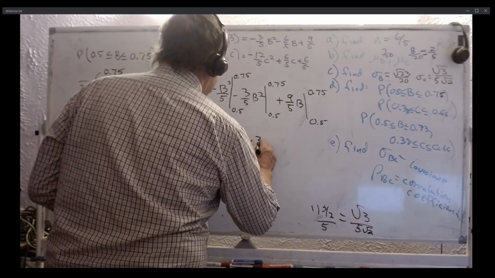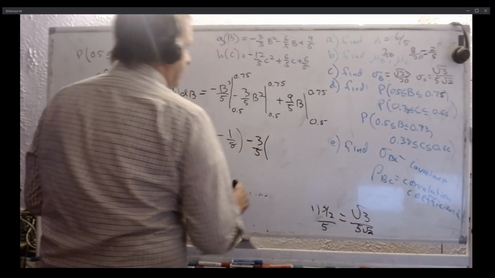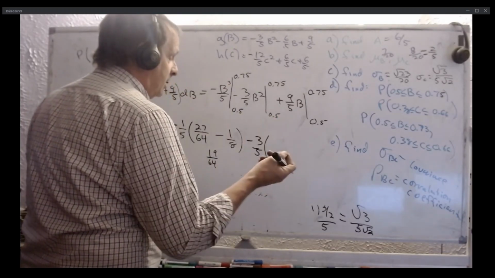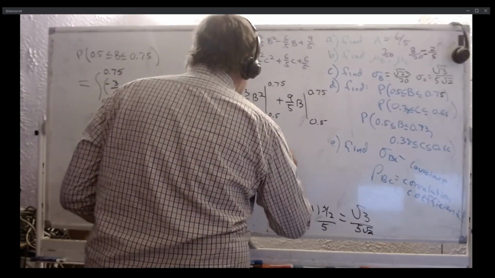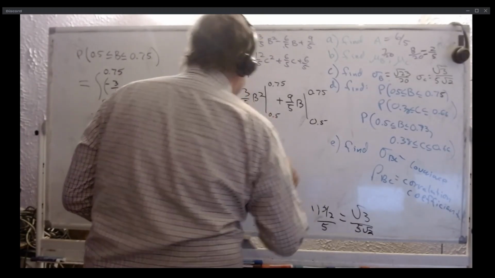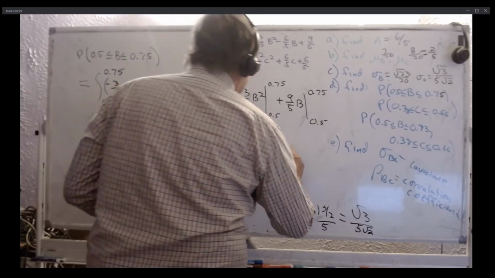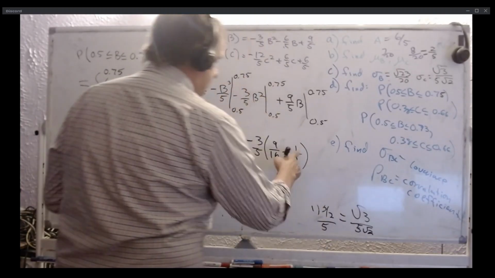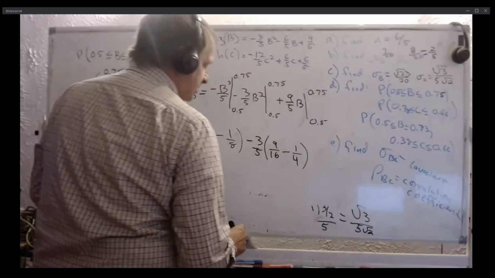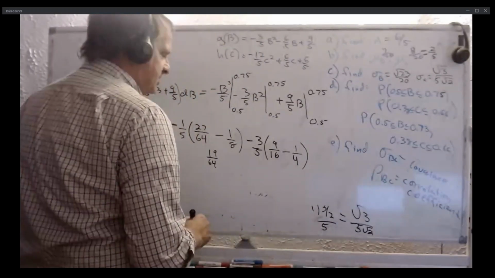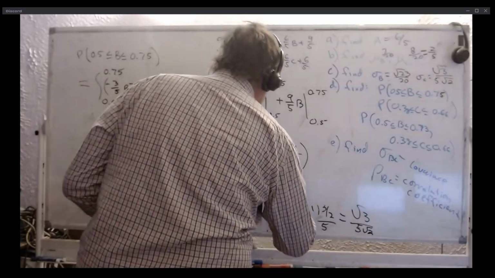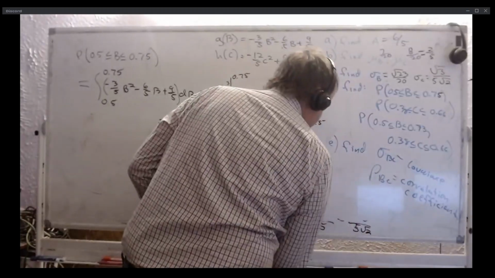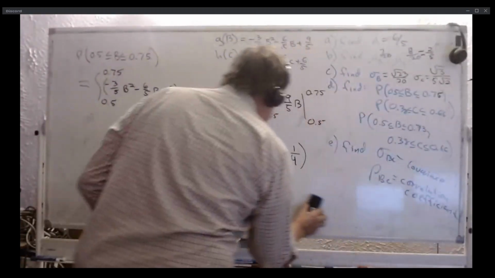Minus 3/5. And then we're going to have 0.75, 3/4 squared, which is 9/16, minus 1/2 squared, which is 1/4. Again, this isn't hard at all. We're going to get 5/16 out of this, aren't we? Inside the parens. 5/16, yeah.